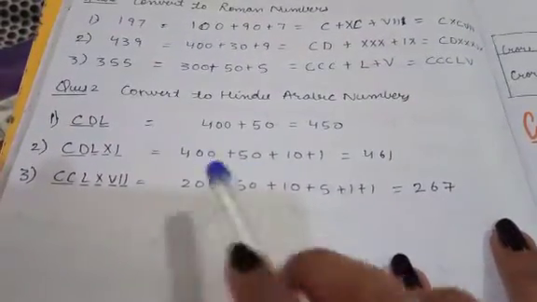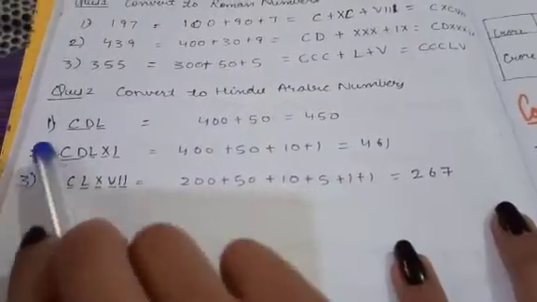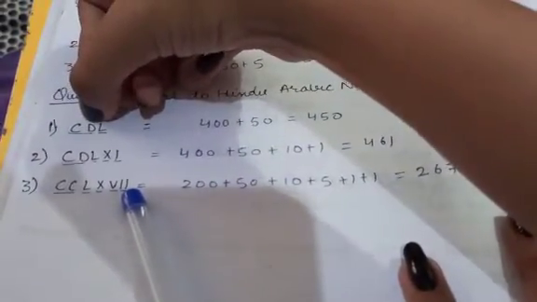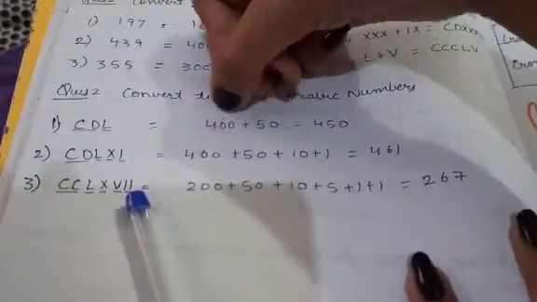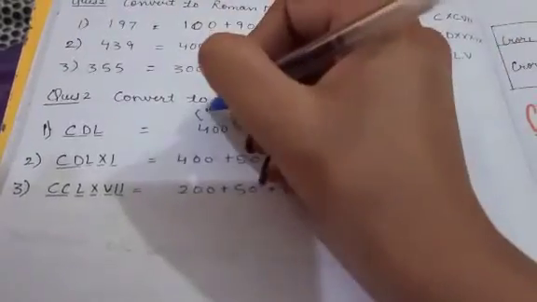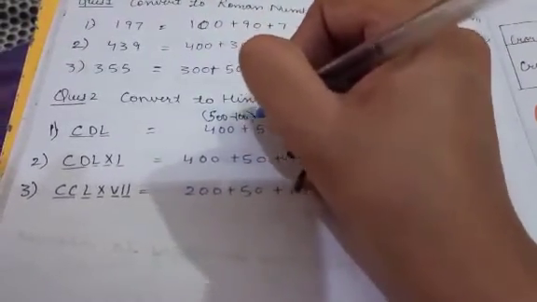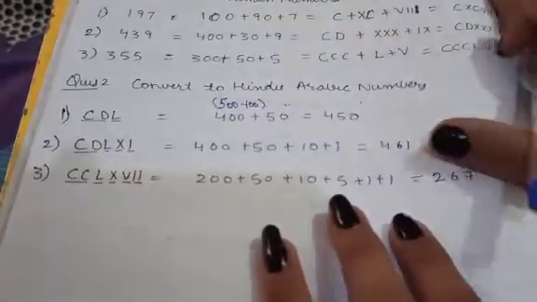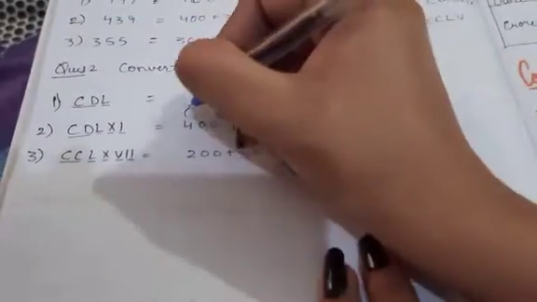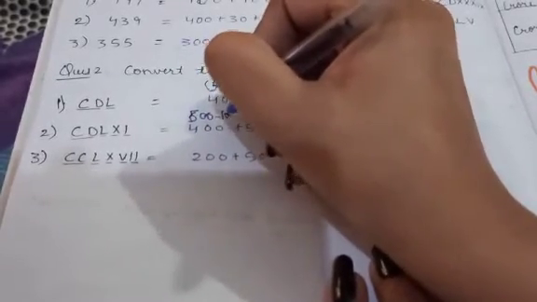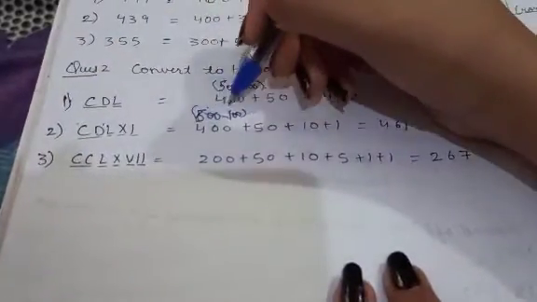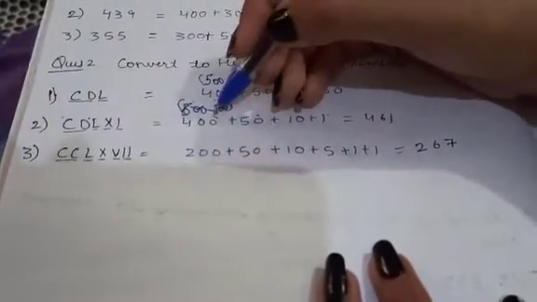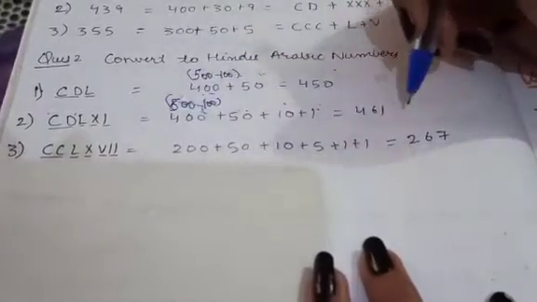Now move to the second question. Convert to Hindu Arabic numerals. We have given C, D, L. Here D is the second and we have C before that. So it means 500 minus 100. That is 400. Now next is L, which means 50. So it becomes 400 plus 50. That is 450. Similarly, in the second part, I have given C, D, L, X, I. CD, which is 500 minus 100, that is 400, L as 50, X as 10 and I as 1. So it becomes 400 plus 50 plus 10 plus 1, that is 461.